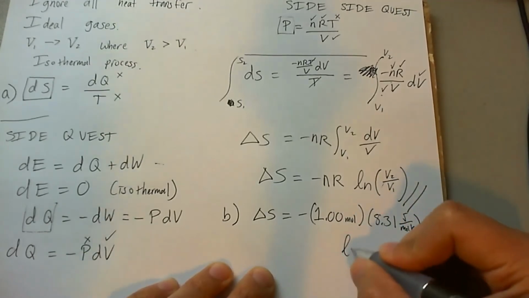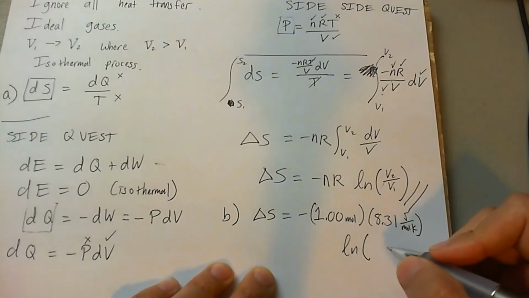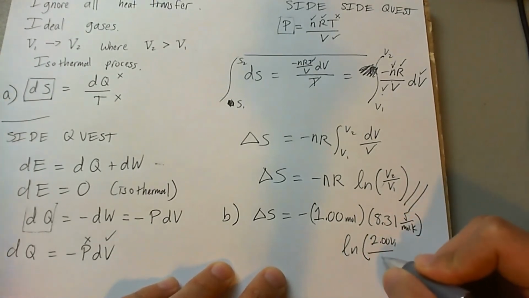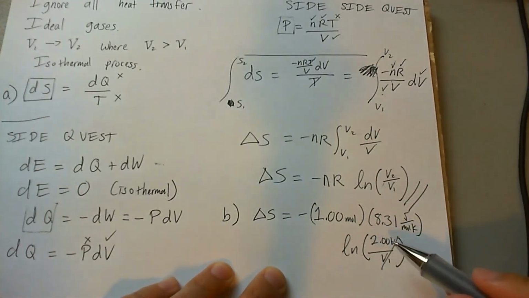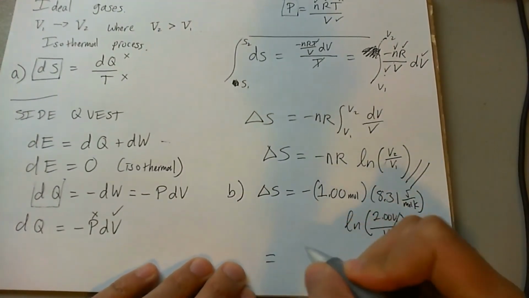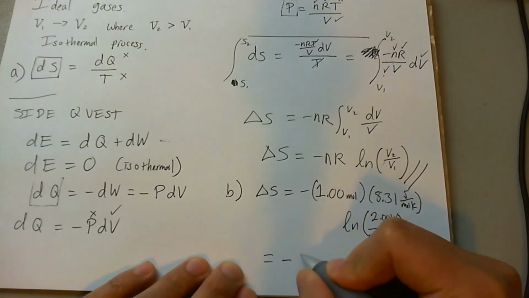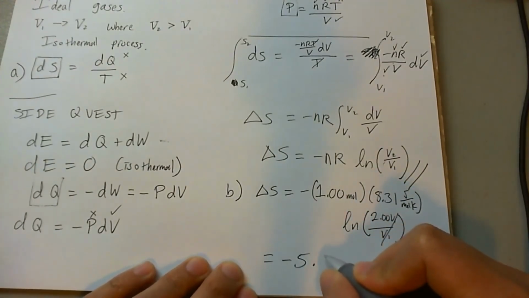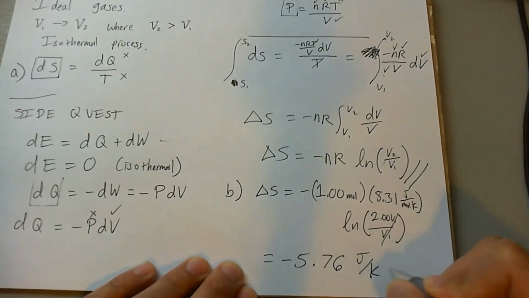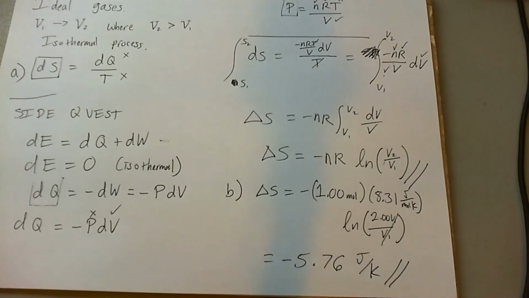And we have natural log of V2 over V1, but in this case, they say V2 is twice that of V1. So this ends up being 2 V1 divided by V1. The V1s obviously cancel out, leaving a 2 in the argument of the natural log. If you all put this into your calculator, you're going to get the final change in entropy to be negative 5.76 joules per Kelvin. And that's going to be your answer as you expand.